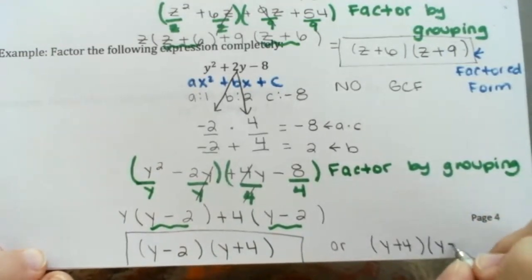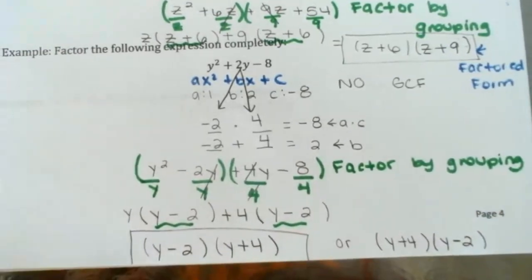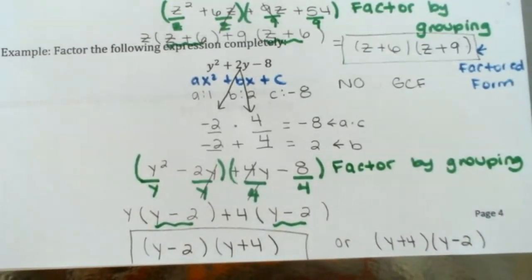She listens so well. Y plus 4 times y minus 2. I can switch those around, and it's the same thing. I'm multiplying, so I can multiply in any order, and it will give me the same answer. So I could also say y plus 4, y minus 2. Same thing. Doesn't matter what order.